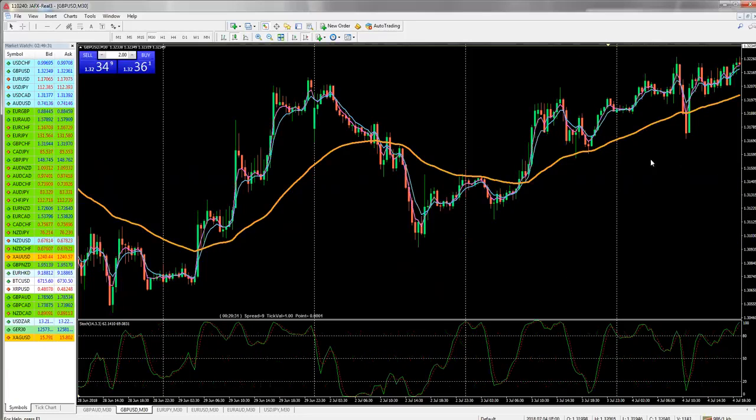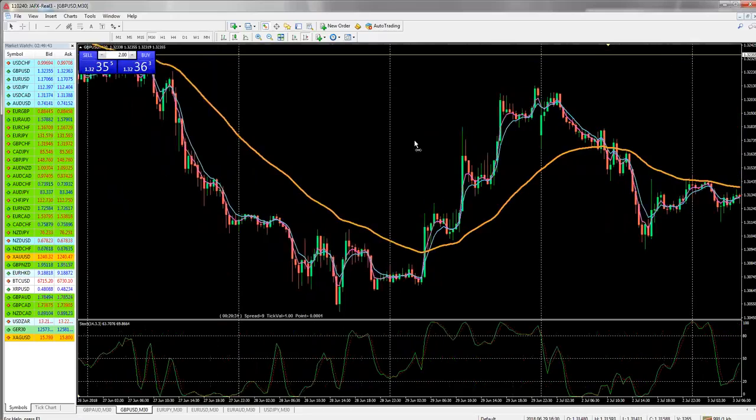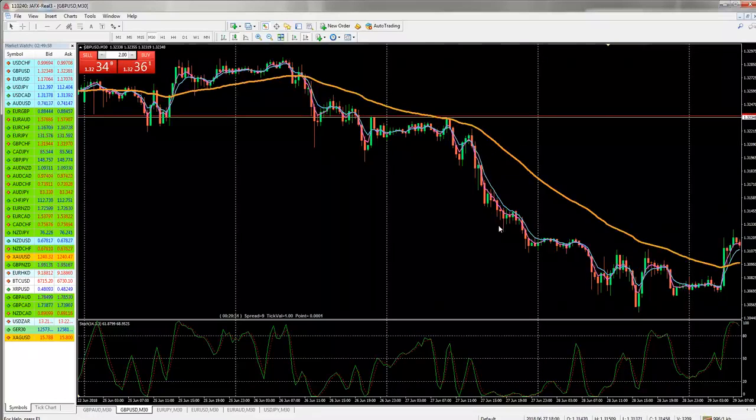Pullbacks, pullbacks, pullbacks. All day. Pullbacks. Cross, pullback, take off. Pullback, take off. Cross. Wait for it to come back to 50. Pullback, take off. Wait for it to come back to 50. Pullback, take off. So if you have your alarm set every hour, you can't miss a trade.